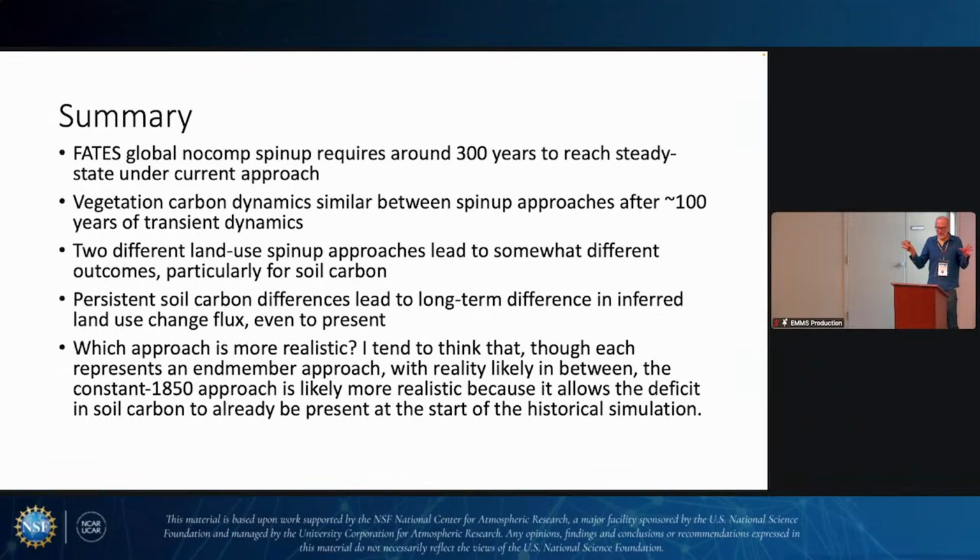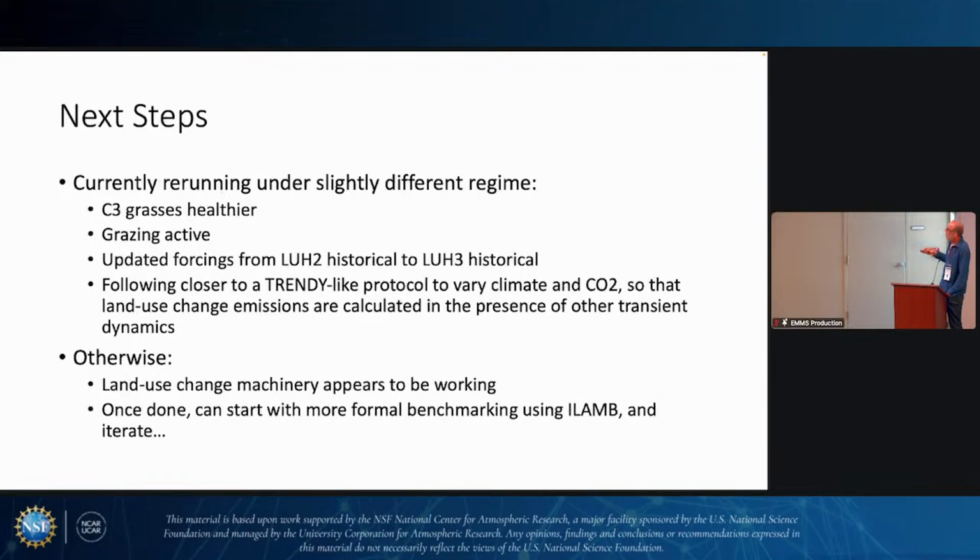I tend to think that both of these two cases represent an end member approach, where you assume you can apply all the history all at once, or that everything's fully equilibrated to this long-term history. Reality is probably somewhere in between, but I think this constant 1850 approach is likely more realistic because it allows this deficit in the soil carbon to already be present. So the model is not trying to bake that in during the transient dynamics of the historical simulation.